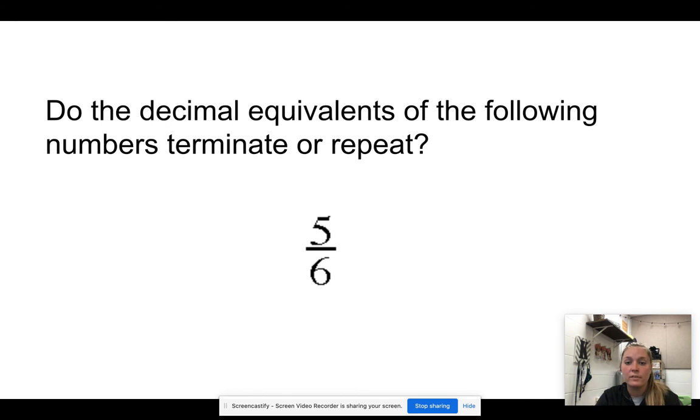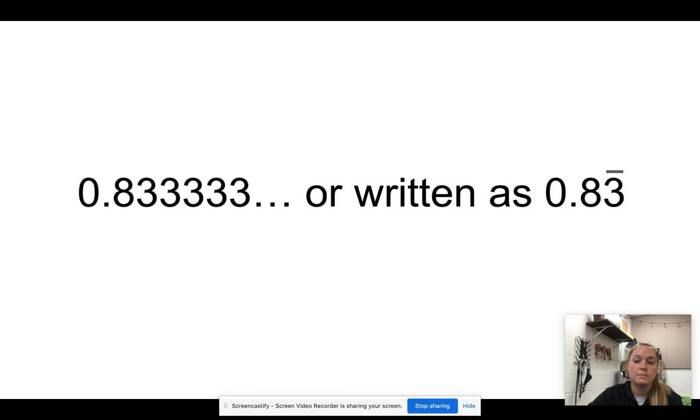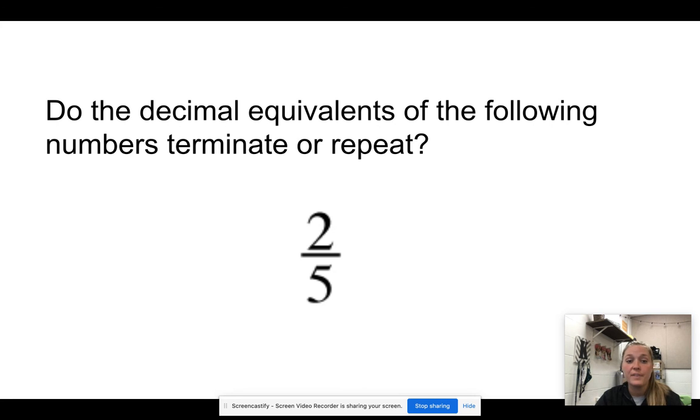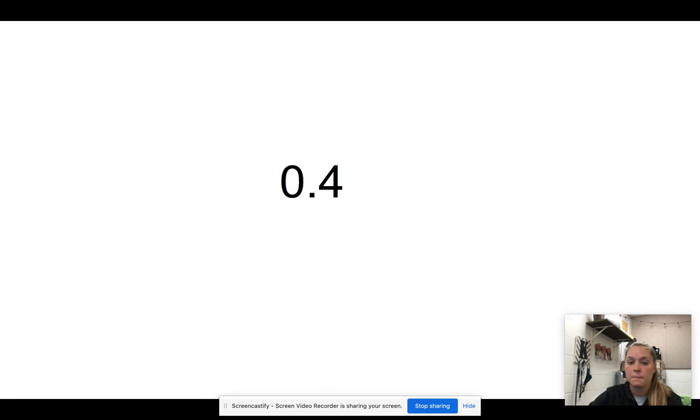So let's practice. Does the decimal equivalent of this fraction terminate or repeat? 5/6 is a repeating decimal because it is 0.83 and the 3 has a vinculum over it, meaning it would go on indefinitely. Is 2/5 a terminating or repeating decimal? It is a terminating decimal because 0.4 terminates. Nothing after the 4, no vinculum.